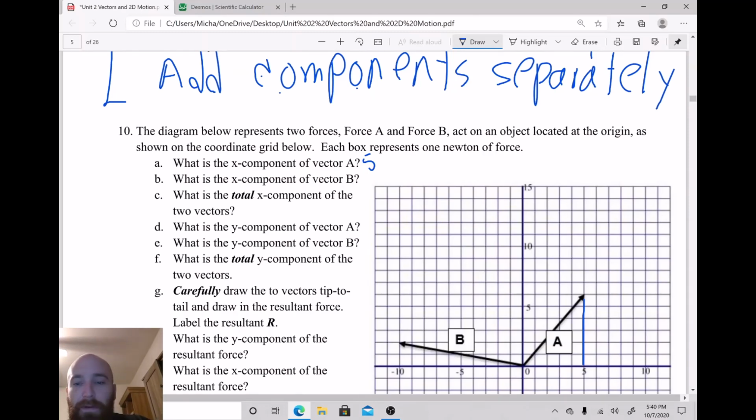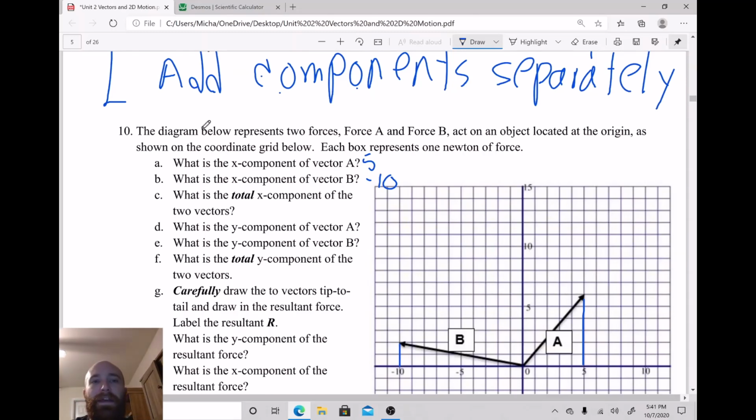What is the x component of vector B? So vector B, that's this one right here. I'm just going to draw it down, and it looks like it goes to the left. So I'm going to make this x component negative, so I'm going to call it negative 10. And that's it. Now, what is the total x component of the two vectors?